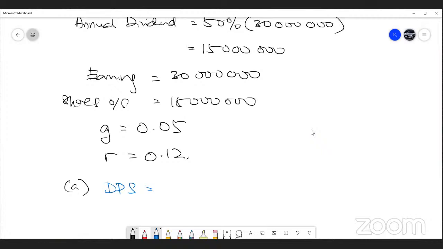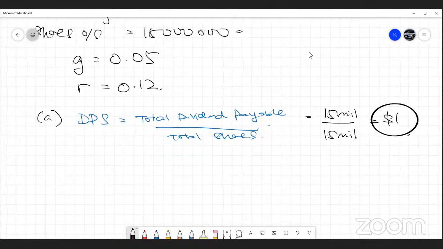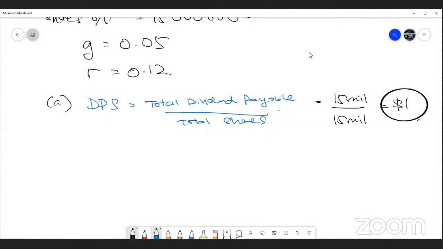So DPS is the total dividend payable divided by total shares. The dividend payable is 15 million, right? Number of shares is 15 million also. So each dividend per share is $1. Second part of the question: what is the dividend expected to be next year? This dividend per share of $1 is your D0, the payment for this year.